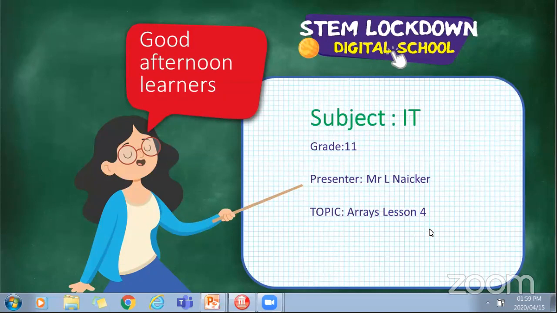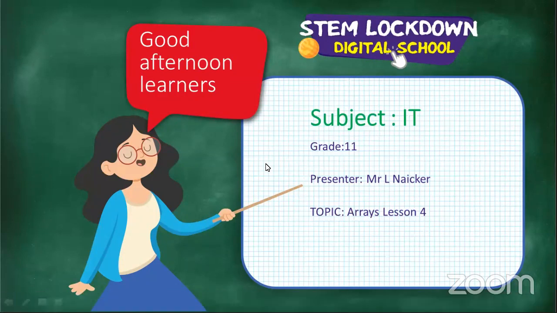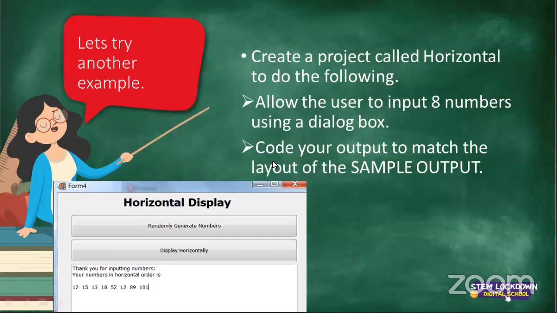So today we're going to continue with yesterday's work. Just to recap what we spoke about yesterday: remember the question was for us to create a project called Horizontal to do the following. It was to allow the user to input 8 numbers using a dialog box and to code your output to match the layout of the sample output.